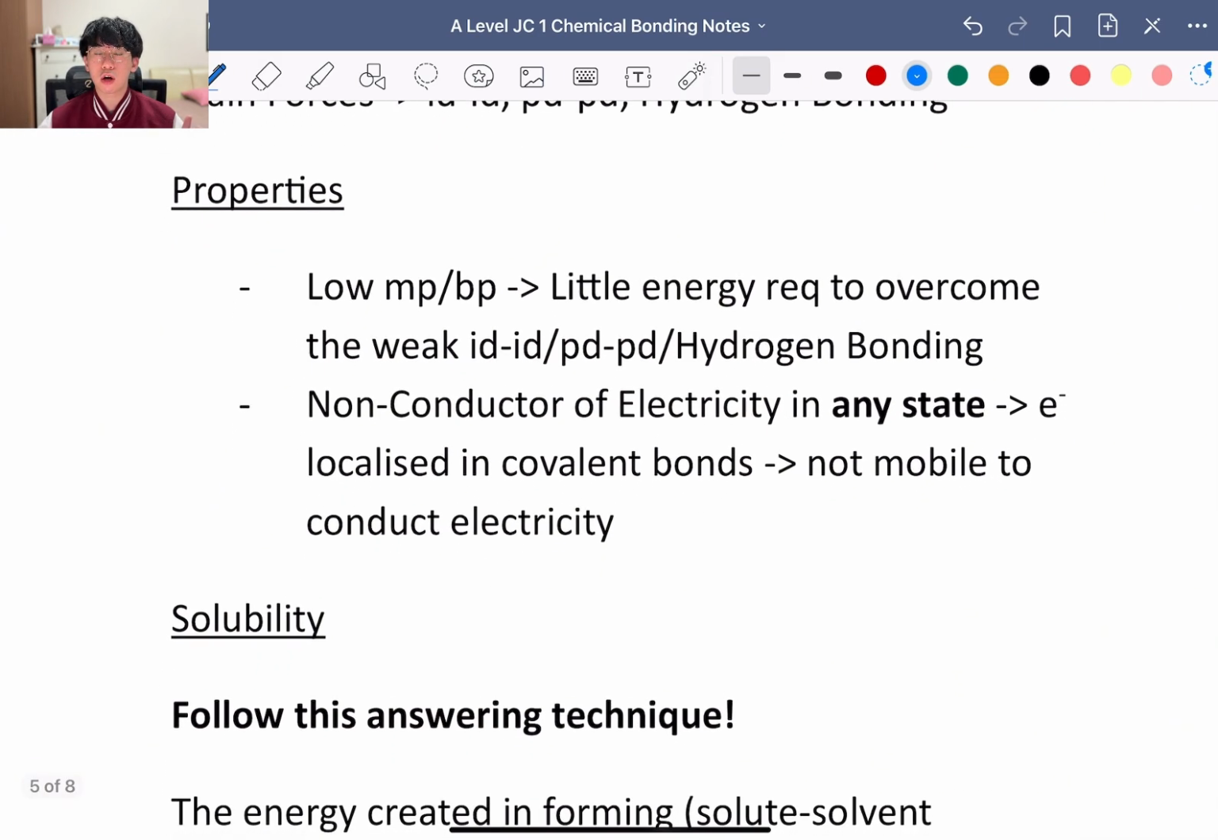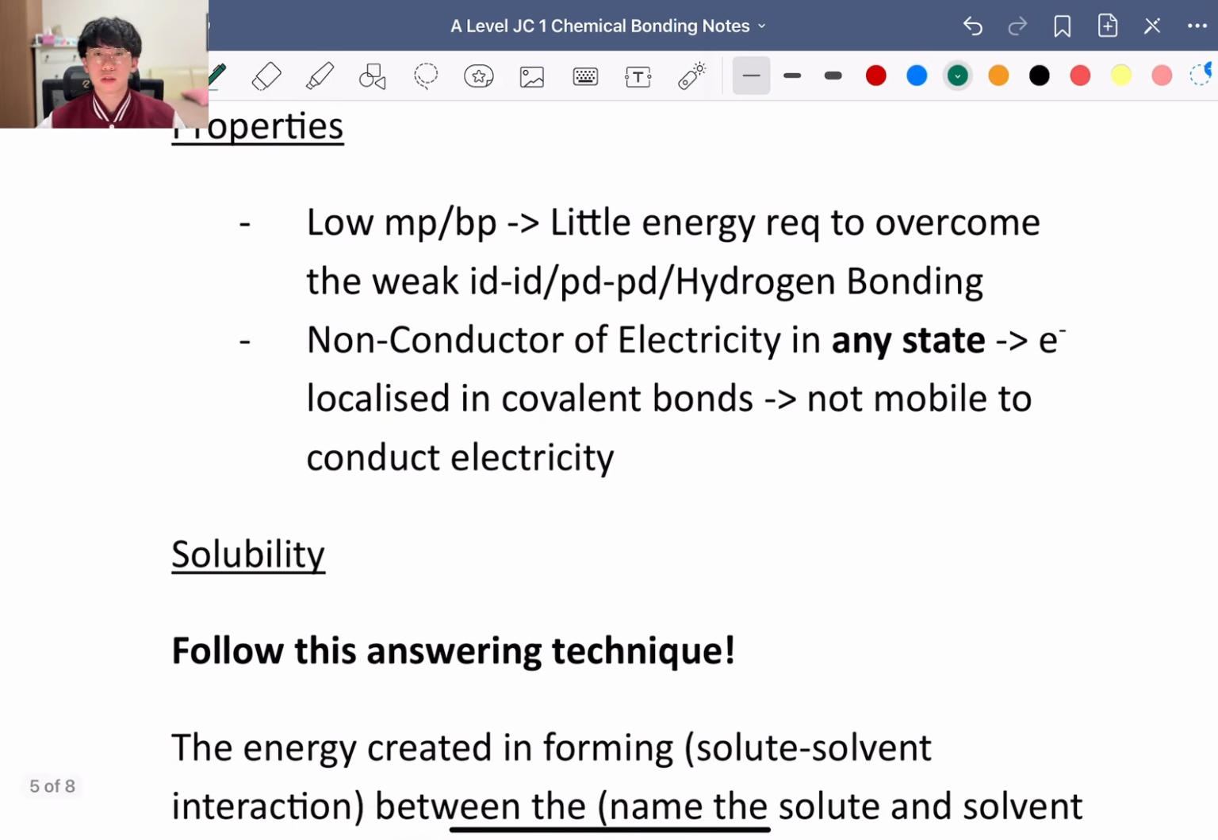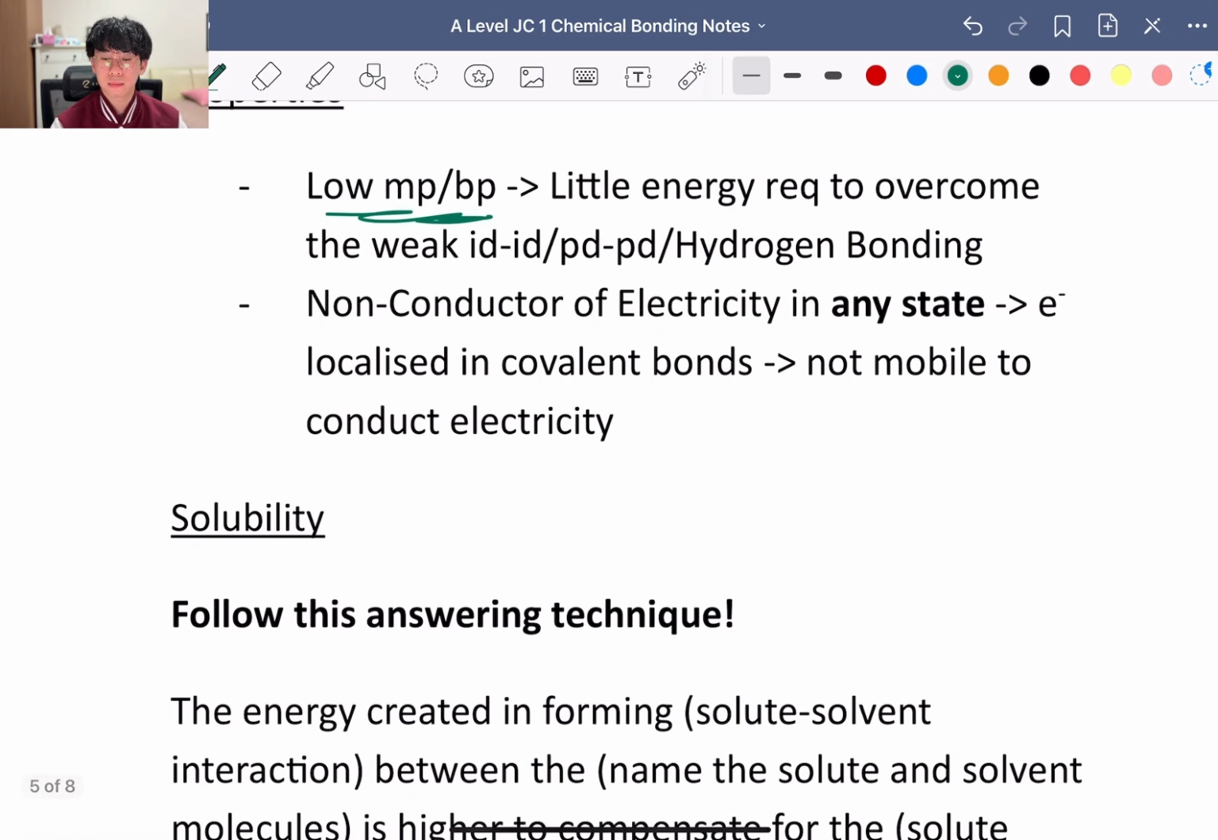So what are some of the properties of simple molecular structures, right? We're talking about low melting point and boiling point. So in general, it has very low boiling point and melting point because these forces of attraction, the intermolecular forces, are very weak compared to the grand scheme of compounds and ions and whatsoever, right? So little energy is required to overcome. So take note of these answering techniques.